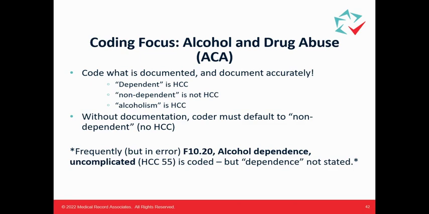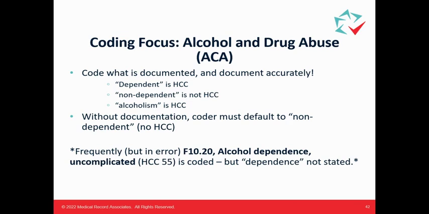All right, coding focus, alcohol and drug abuse, and this is for ACA. You want to code what is documented and documented accurately. Dependent is an HCC, non-dependent is not an HCC, alcoholism is an HCC, okay? Without documentation, coder must default to non-dependent, which is not an HCC. So if they call it alcoholism, though, the index will map you to dependent. So that's how that gets to be an HCC.